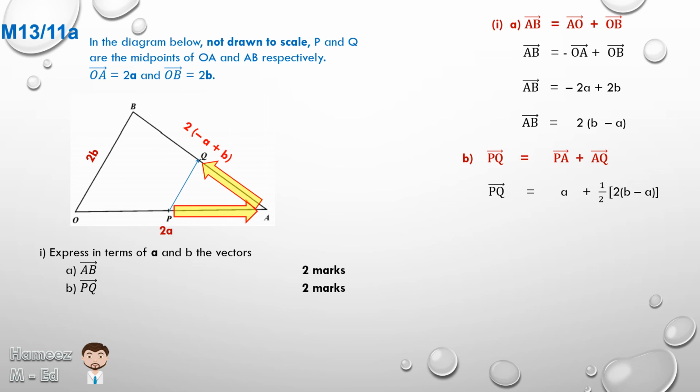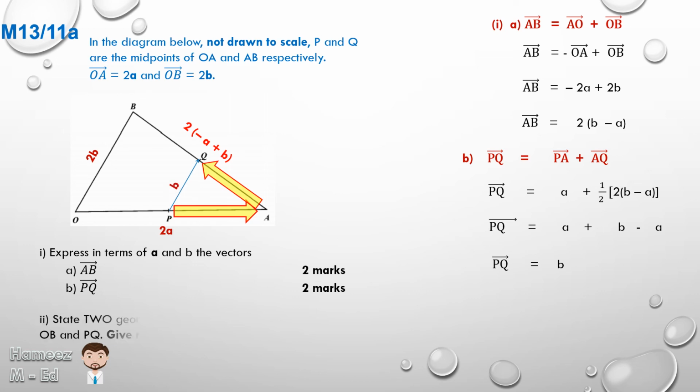Now, let's expand and solve. So that will give us a plus a half times 2b, minus a half times 2a. They'll cancel each other. So we're left with b minus a. So a, and let's simplify. a minus a cancels. So we're left with b. PQ is equal to b.